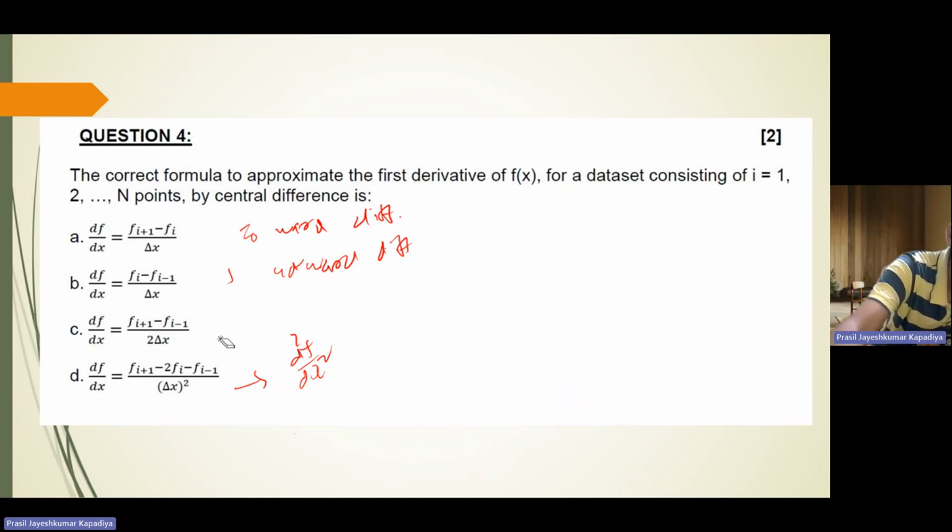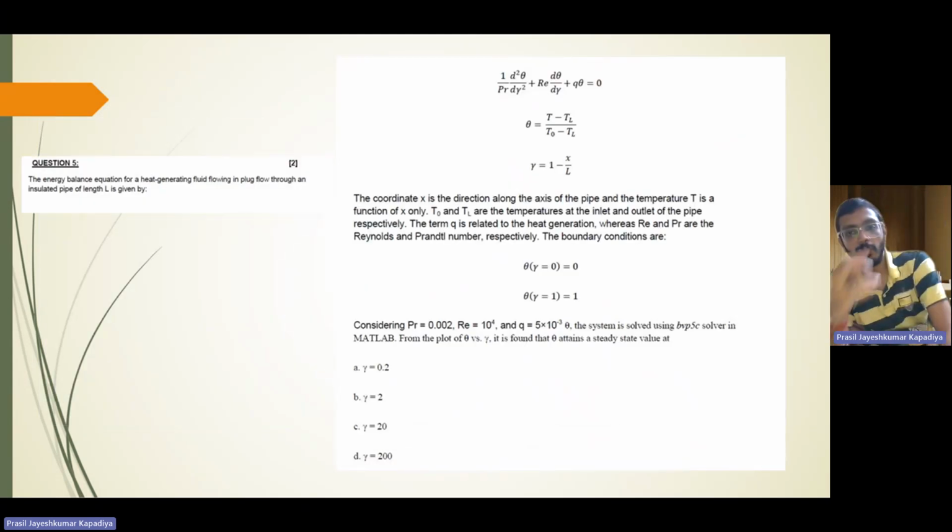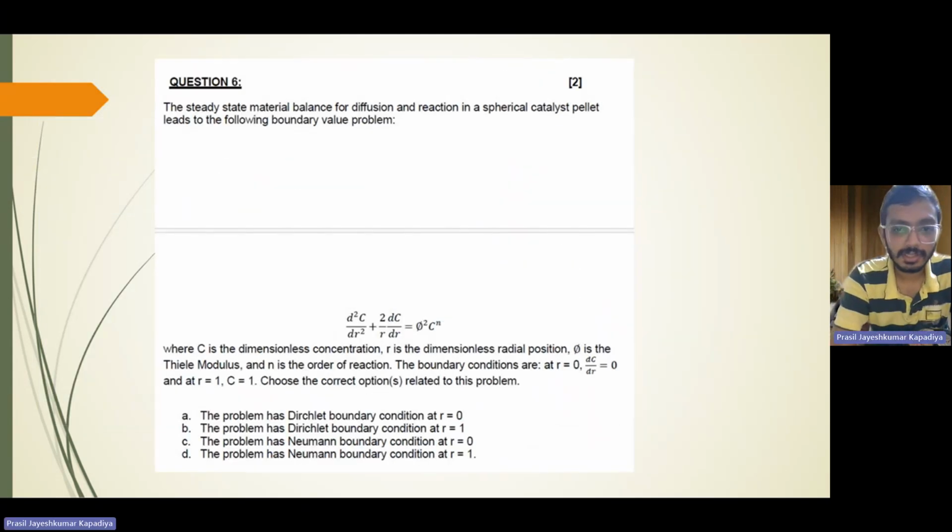Okay, let me rub this out. So next problem. Let's not solve this problem right now. Let's check this sixth problem, the steady state material balance. This problem 5 we will solve in the next class.